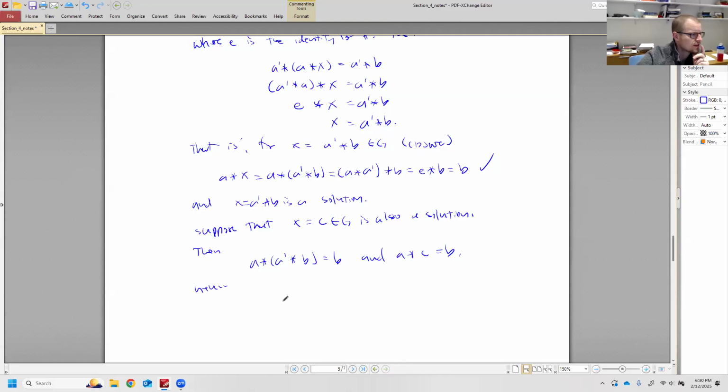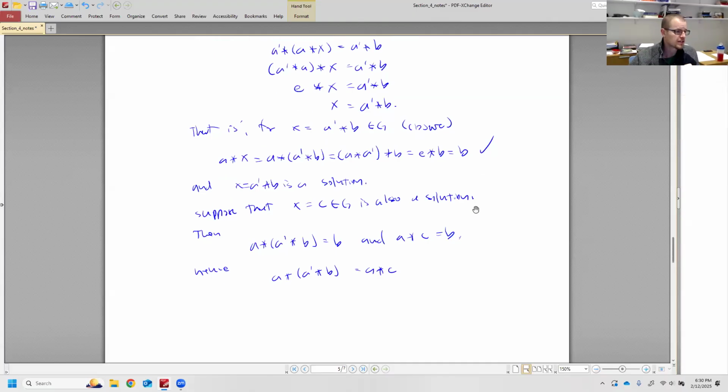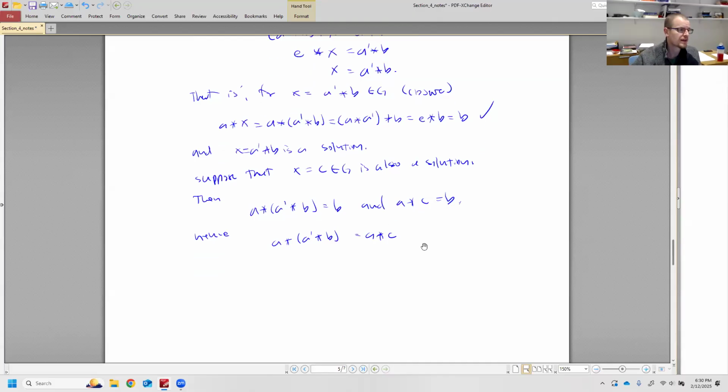Hence, A star A prime star B is equal to A star C. So we do have the transitivity of equality. That should make sense for us: if this is equal to that, and this is equal to the same thing, then those two should be equal. And then by the left cancellation law, we get A prime star B is equal to C. Thus, the solution is unique.